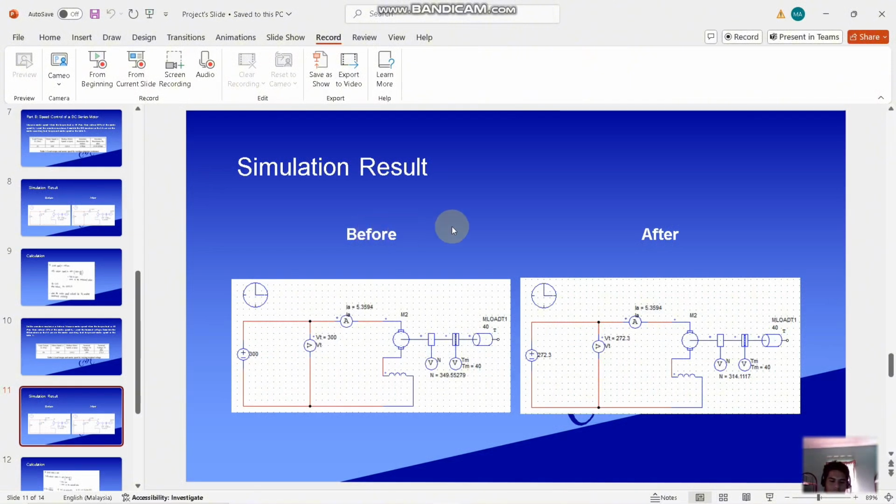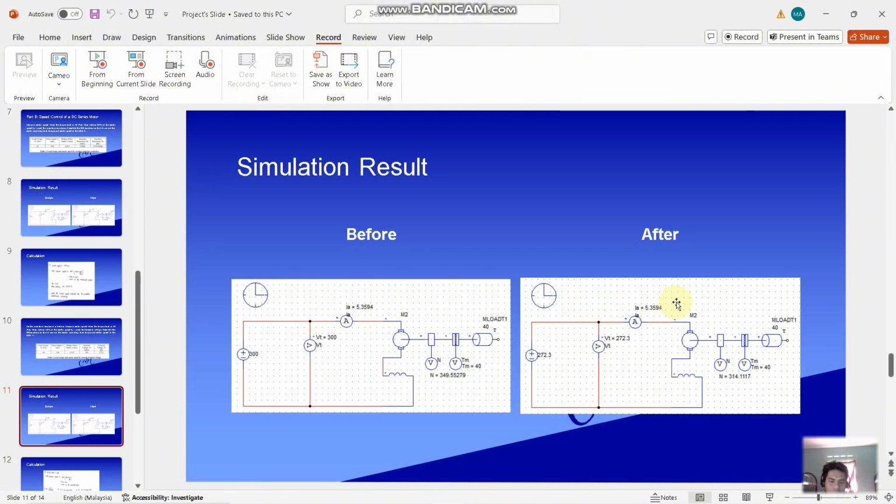Next, I will show the simulation result for the circuit after. After reducing the terminal voltage to 272.3 volts, we observe the following change. The current remains at 5.3594 amperes, indicating that the torque remains unchanged. Then the motor speed decreased to 314.1 rpm, meeting our target of a 10% reduction.